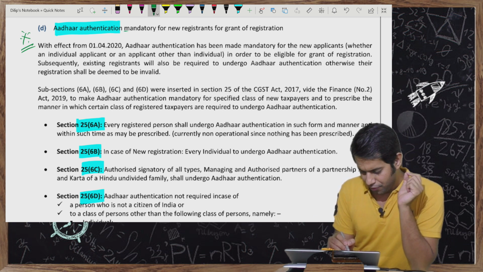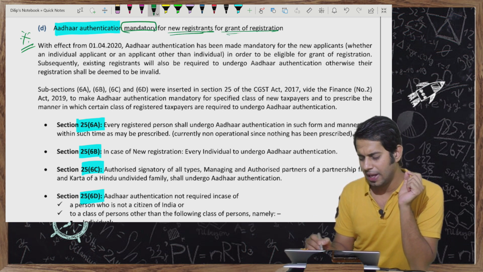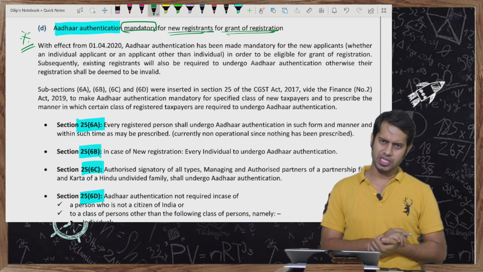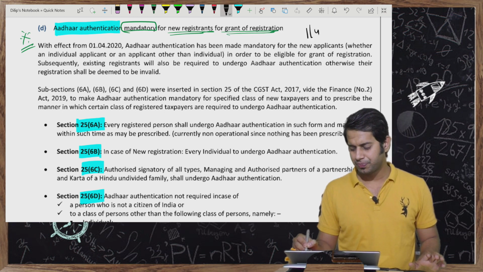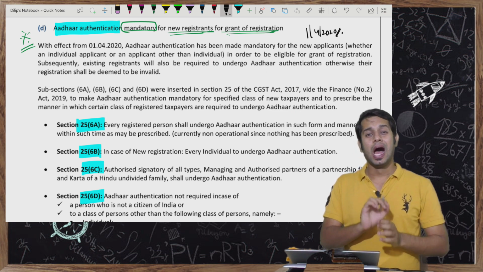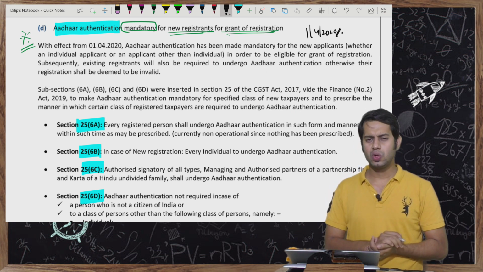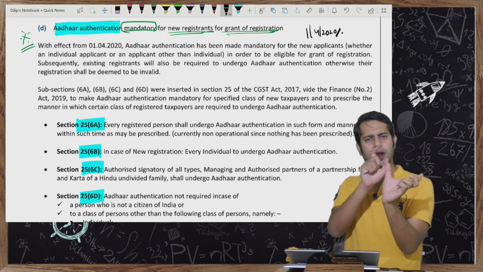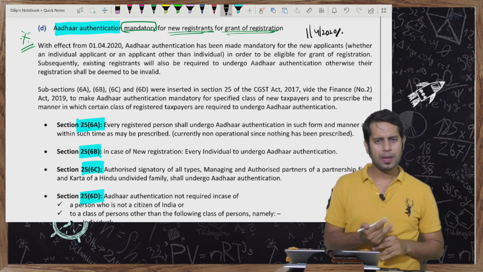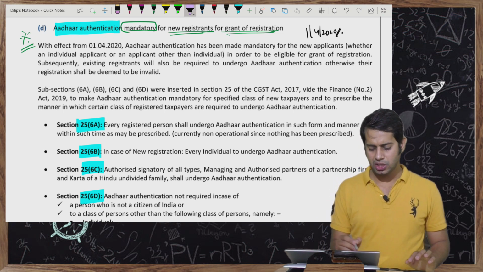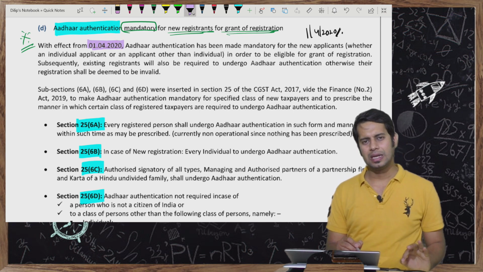Aadhaar authentication is mandatory for those who are applying for registration. Any person who is applying for a new registration under GST after 1st April 2020 must also verify their Aadhaar. Once you enter your Aadhaar number, an OTP is automatically sent to the mobile number given in your Aadhaar, and you will have to enter that OTP. This Aadhaar authentication is mandatory for all registrations taken after 1st April 2020.